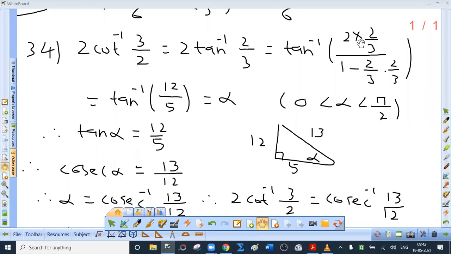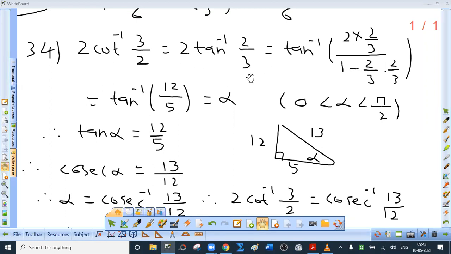34th, show that 2 cot inverse 3 by 2 plus sec inverse 13 by 12 is pi by 2. Now, what is 2 cot inverse 3 by 2? It is 2 tan inverse 2 by 3, which is tan inverse 2 times 2 by 3 upon 1 minus 2 by 3 into 2 by 3. I hope you won't ask why this.